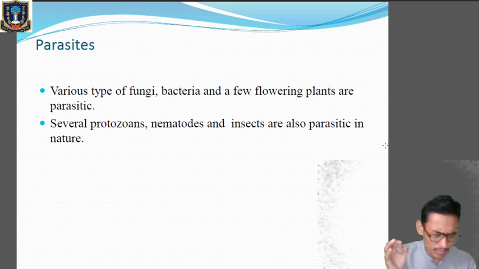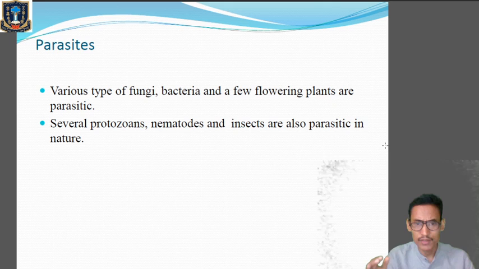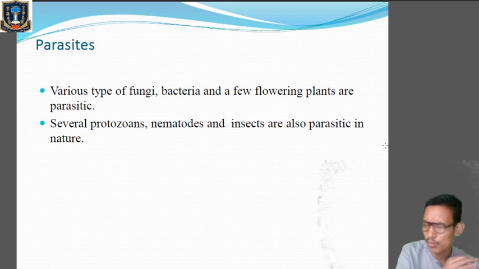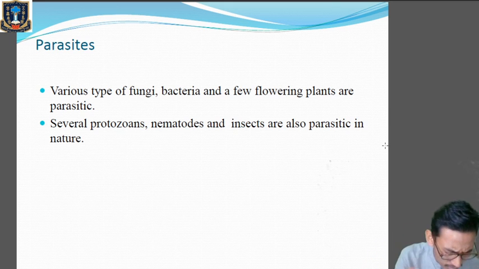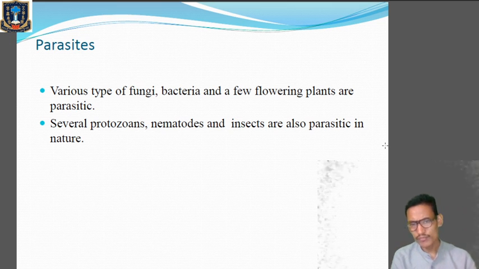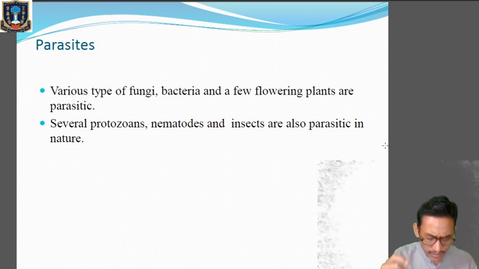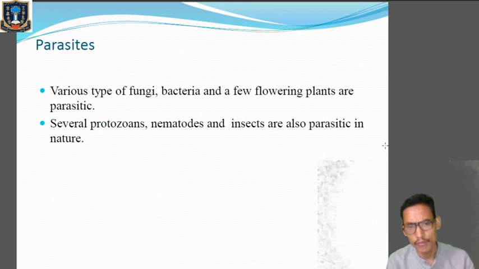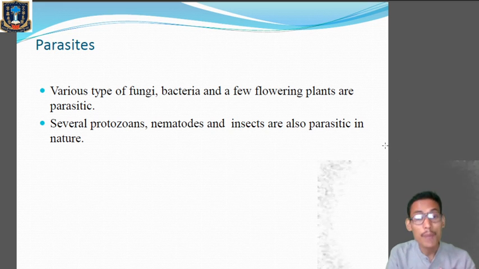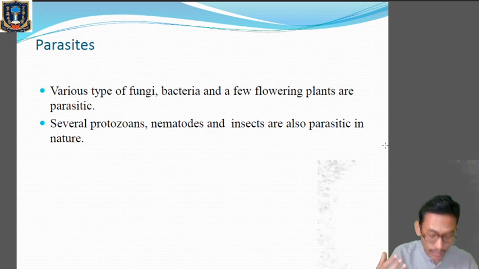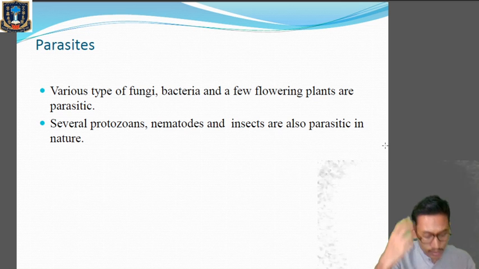Clear? So we have got several protozoans, several nematodes, several worms which are parasitic in nature. Now, no living organism in this world can live by itself, independently. In any habitat, one organism is dependent upon the other for its welfare. So there is interaction among the organisms, because we are not independent. We are dependent on other organisms. We have to depend upon one another.